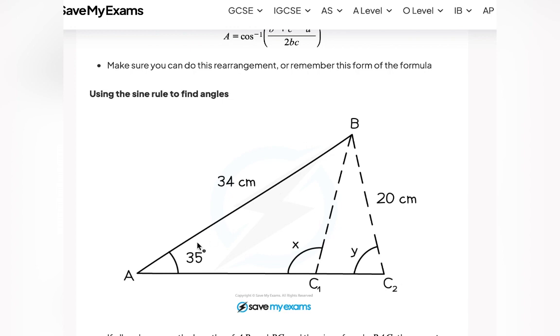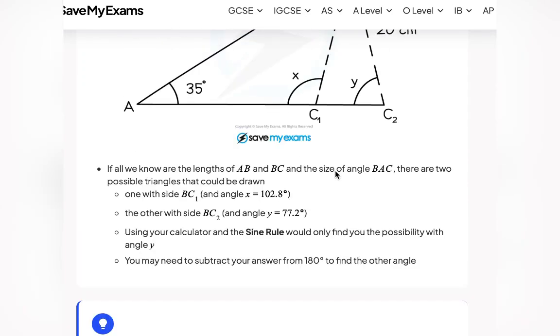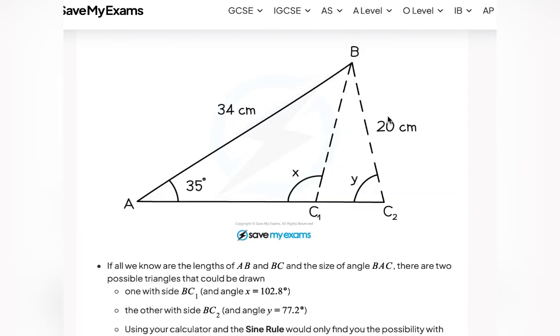Now, let's use the sine rule to find the angles. You have here 34 centimeters, you have here 20 centimeters, you have two sides, and you have here 35 degrees. So you can say 20 over sine 35 is equal to 34 over sine y. So we can find angle y first, using the sine rule. In doing so, we find angle y to be 77 degrees. So we were able to find angle y in that regard.